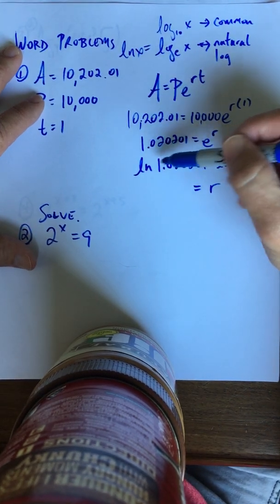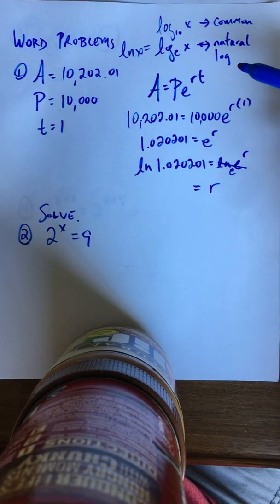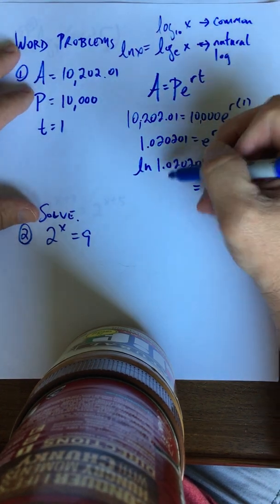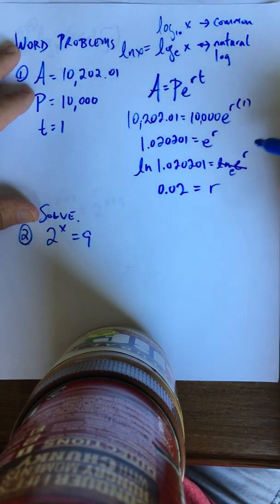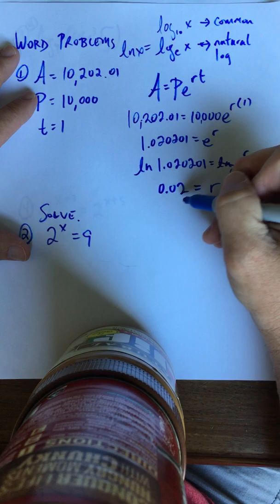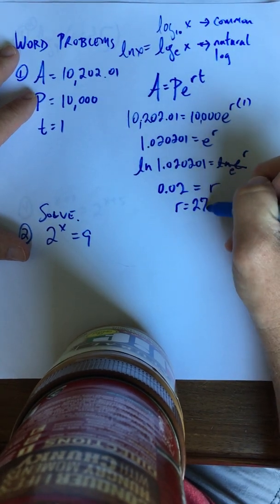But over here, you've got the ln of this number. That's just a calculator exercise. You type that in the calculator, and you're going to find out that that's 0.02. In other words, the rate is 2%.